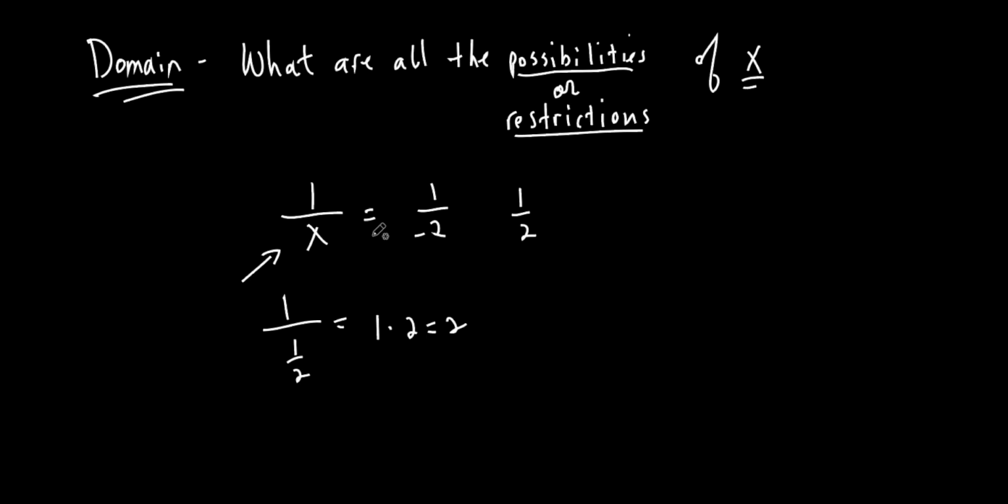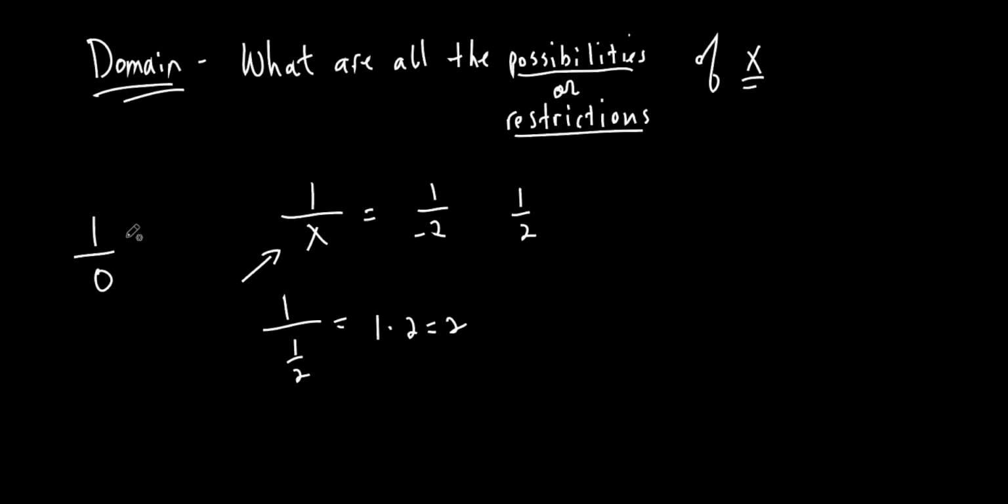So can you put any number in for x that you want? What have we left out? We talked about negative numbers, we talked about positive numbers, we talked about whole numbers, we talked about fractions, we talked about decimals. What have we not talked about? 0. Can you put a 0 in for x? What's 1 divided by 0?